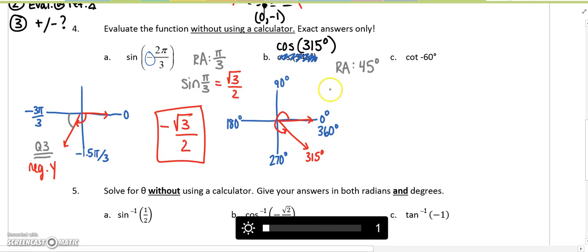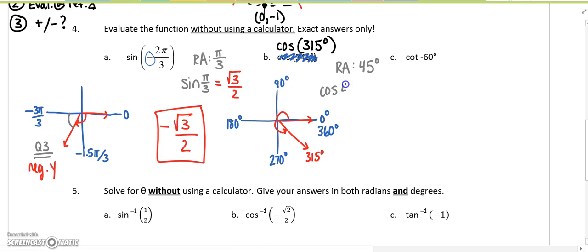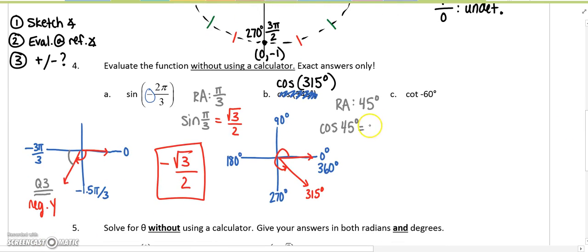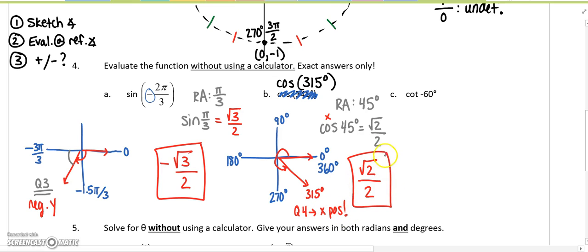45 degrees. So I'm going to find the cosine of 45 degrees just by using my first quadrant. Alright, so scroll back up, 45 degrees, that's root 2 over 2. So now the only thing left is to figure out whether it's positive or negative. Well, cosine is x. So if I'm in quadrant 4, x is positive. That means it's a positive root 2 over 2, and there's my answer.